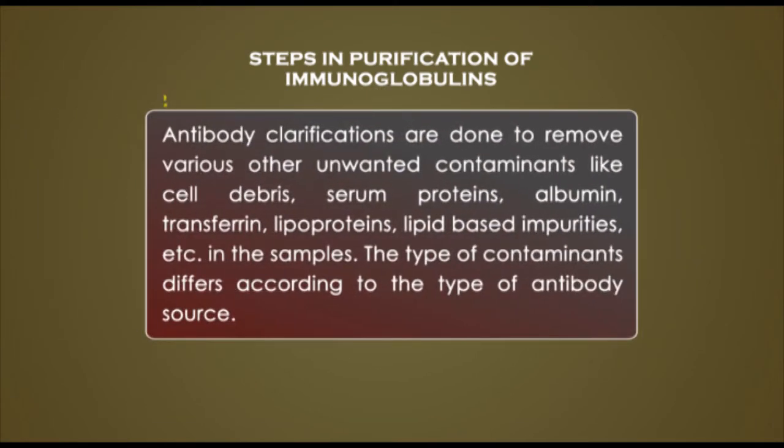In step 2, antibody clarification is done to remove various other unwanted contaminants like cell debris, serum proteins, albumin, transferrin, lipoproteins, lipid-based impurities, etc. in the samples. The type of contaminants differs according to the type of antibody source. Antibody clarification is usually done by centrifugation and filtration.